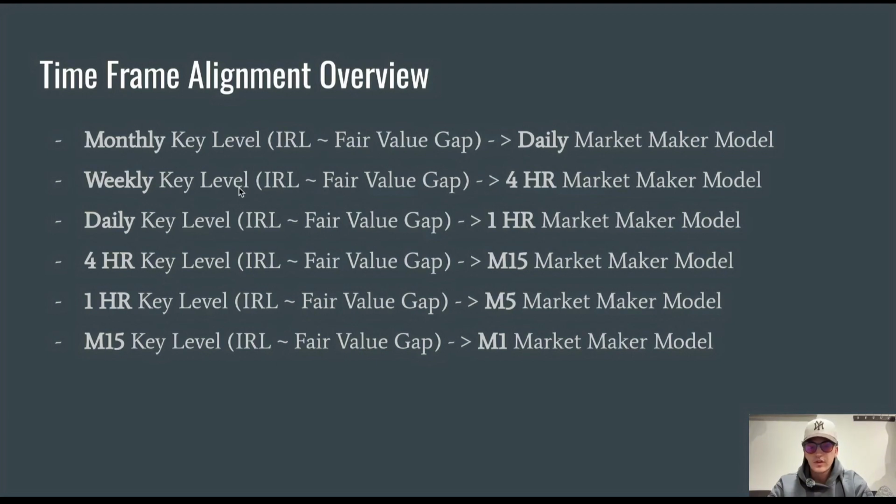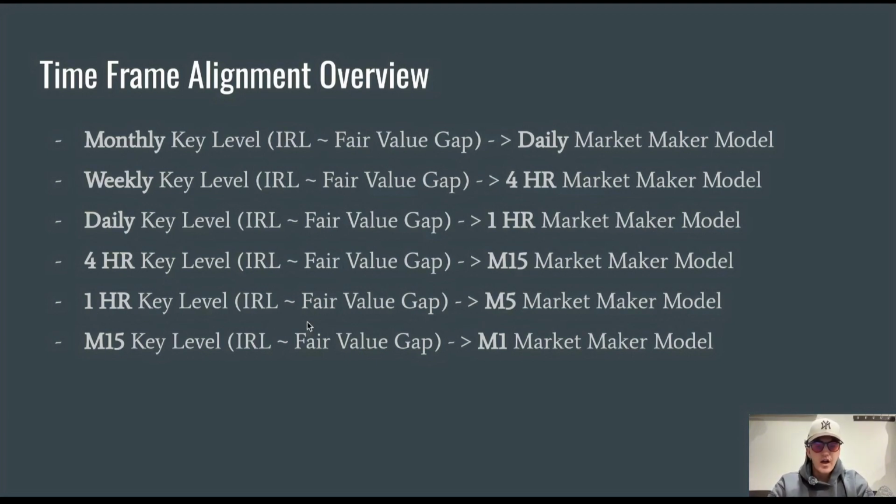Same thing with the weekly. Weekly reaches a key level, a fair value gap. You drop to the 4-hour chart. You watch the reaction on the weekly key level to frame a 4-hour market maker model to the weekly external range highs. Same thing with the daily. From the daily internal range liquidity pool tag, drop to the 1-hour, from a 1-hour market maker model to the daily external range draw. 4-hour, go to the 15-minute.